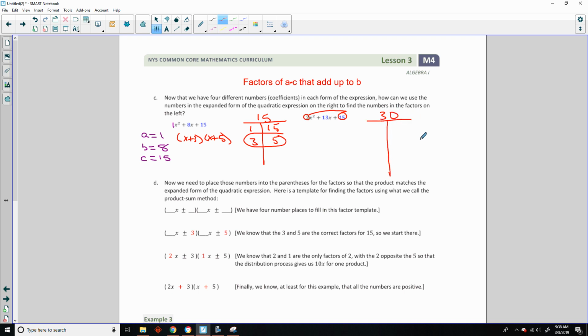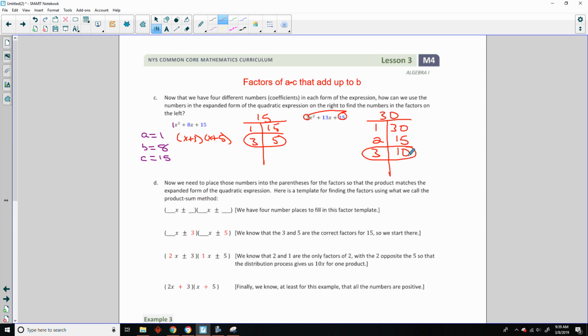So I'm looking for factors of 30 that add up to 13. So I have 1 times 30, 2 times 15, 3 times 10, and there it is. 3 plus 10 is 13. 3 times 10 is factors of A times C. So I know it's 3 and 10.